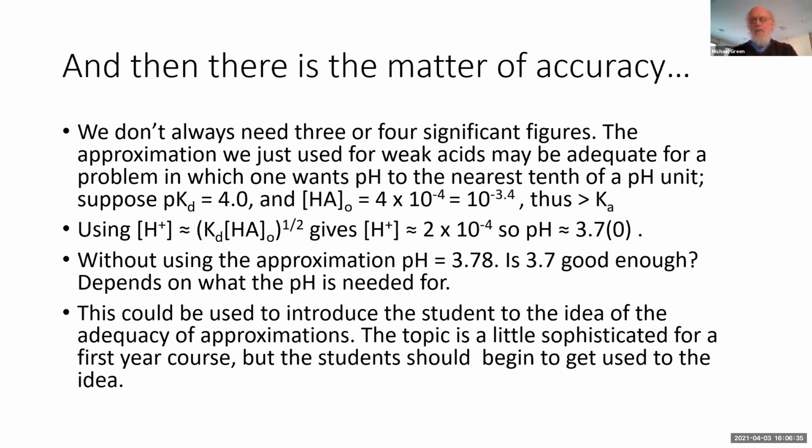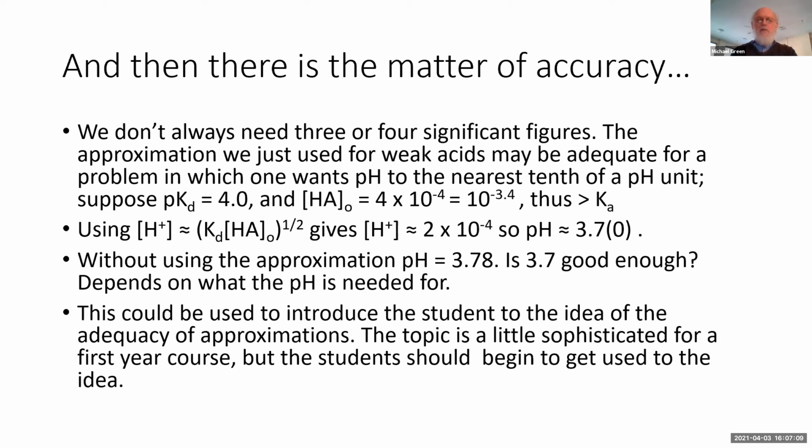Now, I present another example, in which you can make the approximation, and you'll get an answer that's moderately close to the right answer. In this case, 3.7, the correct answer, 3.78. Is 3.7 good enough? Well, it depends on what you're going to do with it. So the student has to think through how much accuracy he or she actually needs.